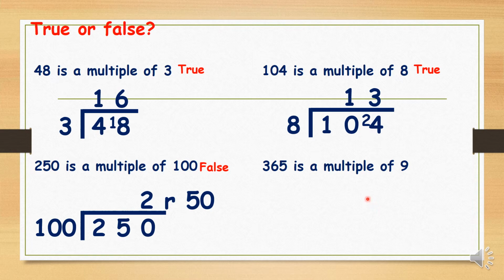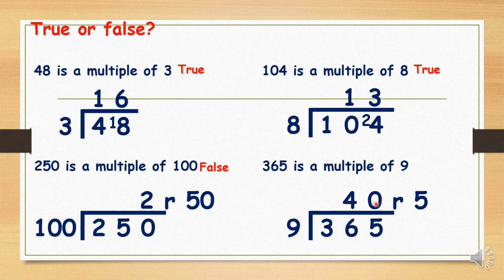Now let's check. 9 into 36 goes 4 times with no remainder, and 9 into 5 goes 0 times with a remainder of 5. There is a remainder, therefore 365 is not a multiple of 9. So the answer is false.